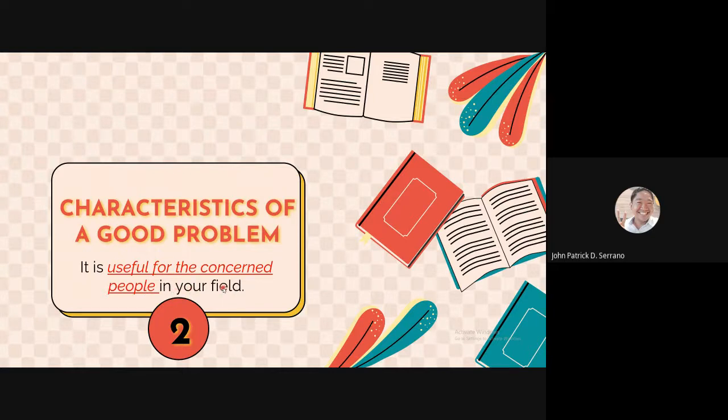You have to consider that in your field. Kung ano mga problema doon sa eskwelahan ninyo, kung ano problema ng mga estudyante ninyo, doon sa klase ninyo, yun po ang gawan ninyo ng research. And that would be a good characteristic of a good problem.